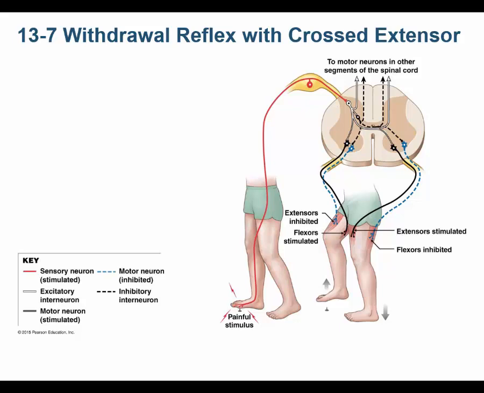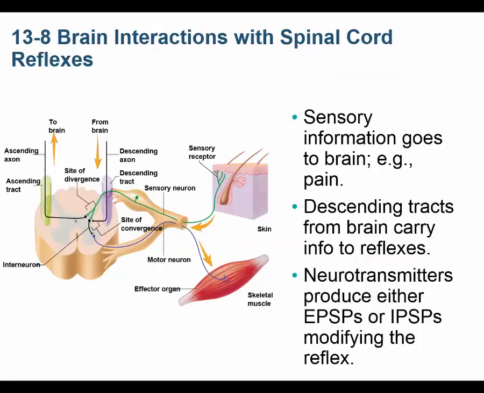This is crossed extensor again. All right, this is just saying that no, you don't need the brain for these reflexes to work. However, you use the brain. These interneurons decussate and they ascend to the brain. And can the brain modify these? Yeah, the brain can modify these. The brain sends descending tracts down.